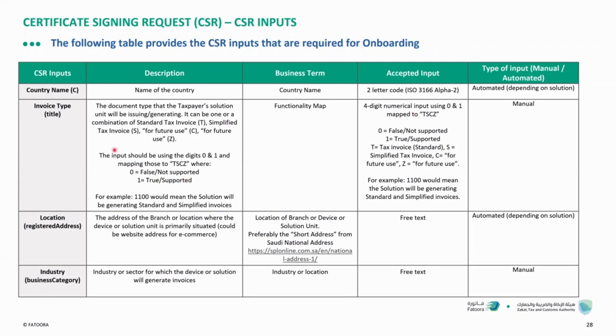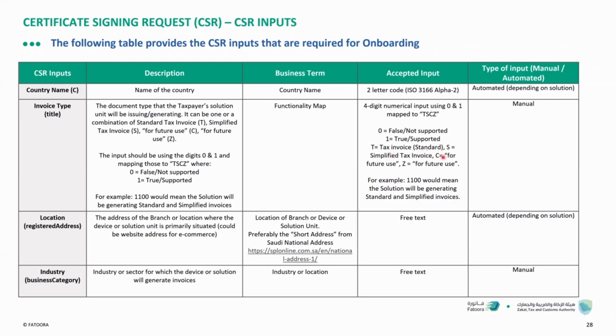Next, we have the country name. This is the country name of the taxpayer. We also have the invoice type. So we have multiple inputs or parameters that are expected here. The documents that the taxpayer solution will be issuing or generating can be one or a combination of standard invoice and simplified invoice, and then there are positions for future use. This will identify what type of invoices this solution will be generating. So in the first field, if you have T, it means that it's a tax invoice, which is a standard invoice.